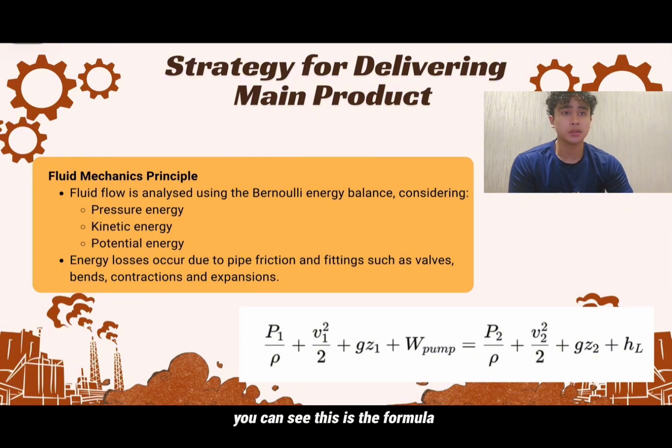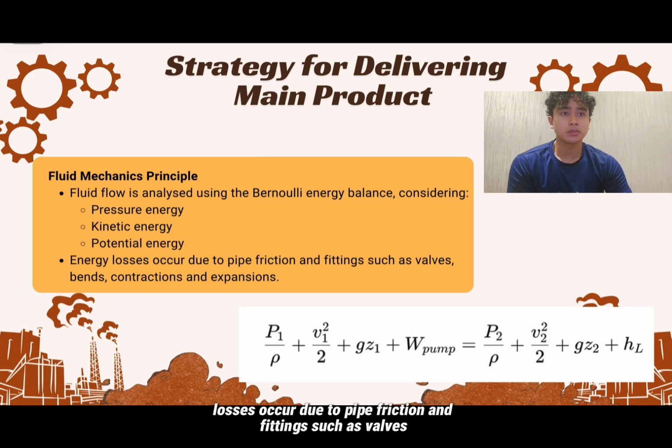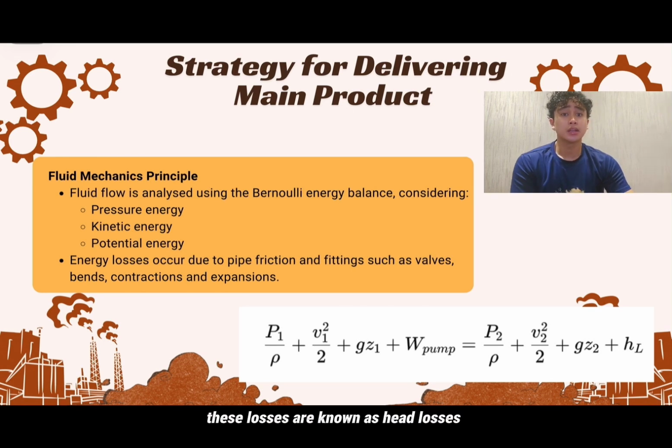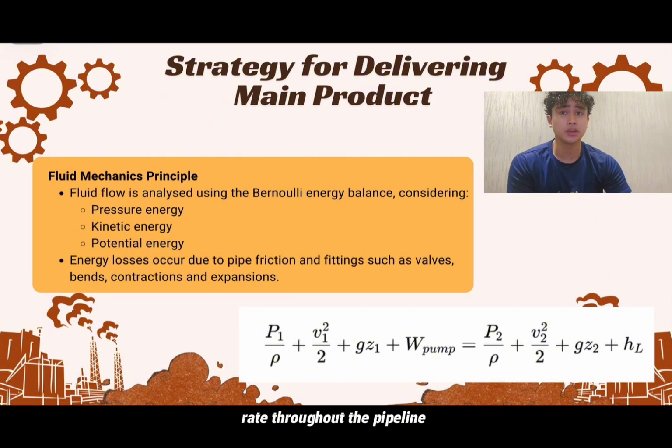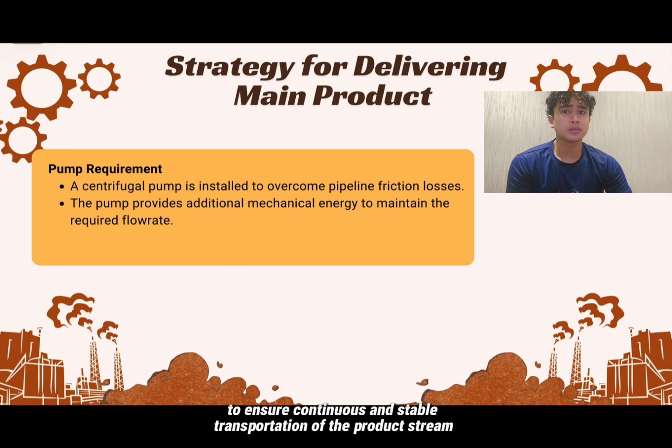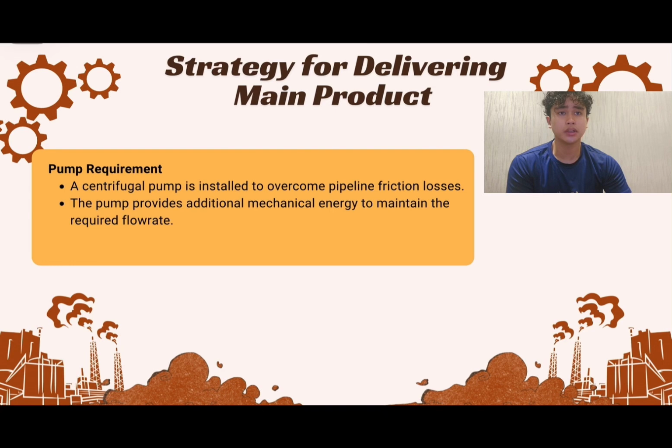You can see this is the formula. The fluid flow is analyzed using the Bernoulli energy balance considering pressure energy, kinetic energy, and potential energy. There are energy losses due to pipe friction and fittings such as valves, bends, contractions, and expansions. These losses are known as head losses and must be overcome in order to maintain the desired flow rate throughout the pipeline. Next, to ensure continuous and stable transportation of the product stream, a centrifugal pump is installed to overcome pipeline friction losses. The pump provides additional mechanical energy to maintain the required flow rate.